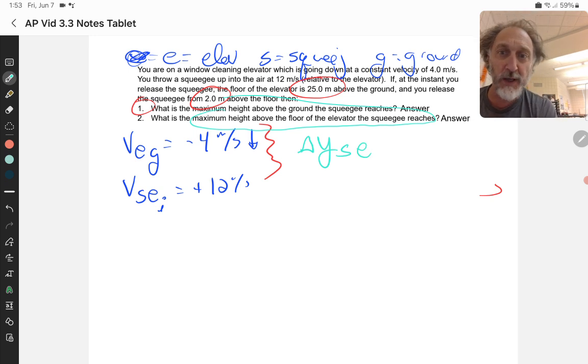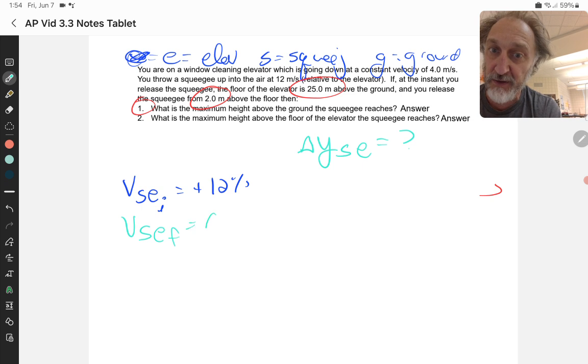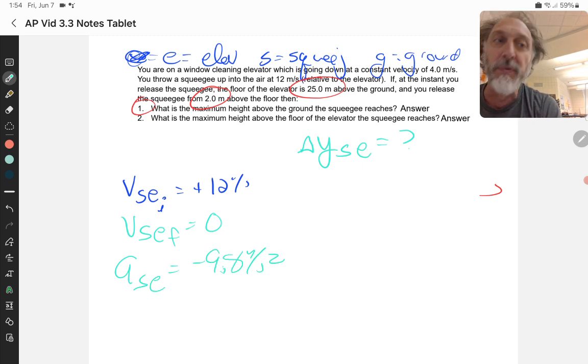All right, so now all I care about is the squeegee in the elevator. So I don't even need this. All right, the velocity of the squeegee relative to the elevator is 12 meters a second when you first throw it. The velocity of the squeegee relative to the elevator final is 0 at the top of the path. It stops moving up. That's why it's the highest point. The acceleration of the squeegee relative to the elevator is still negative 9.8 meters a second squared because the elevator is moving at a constant velocity. That was what I talked about.